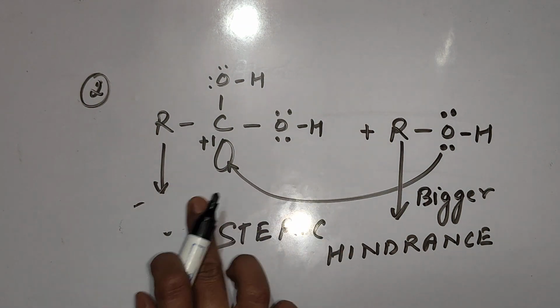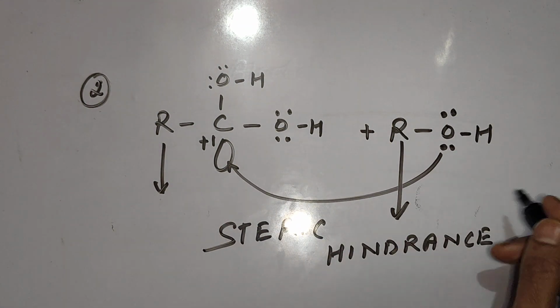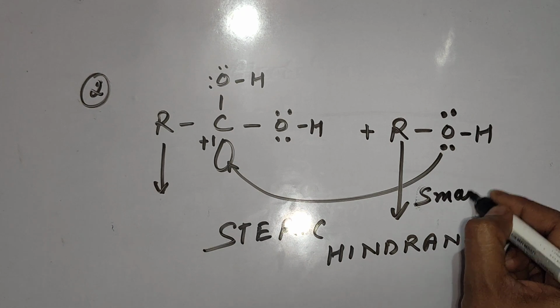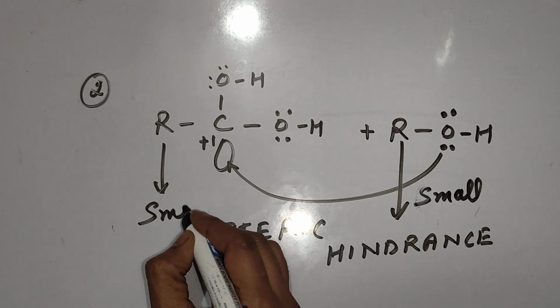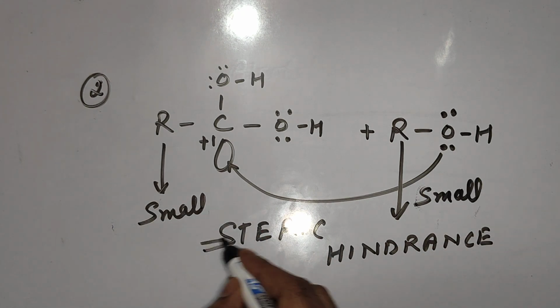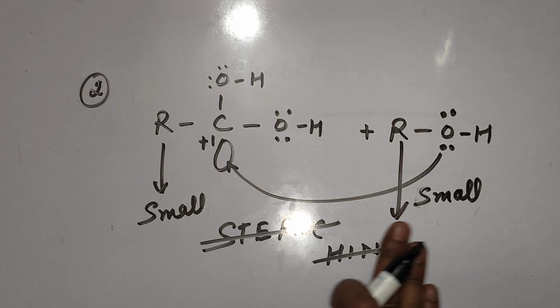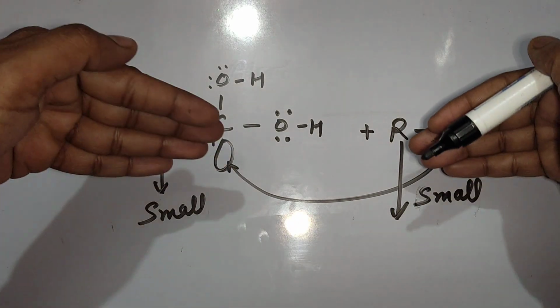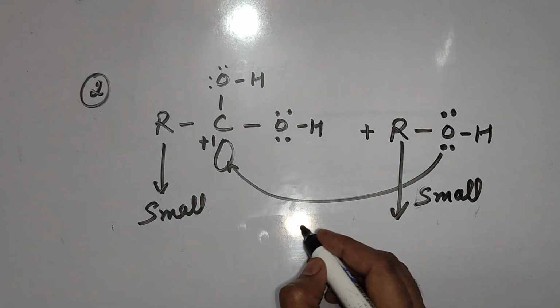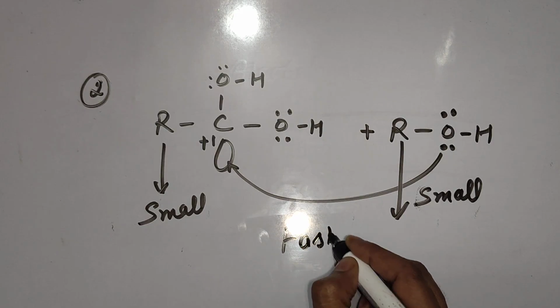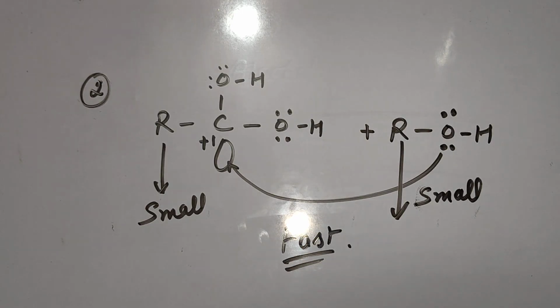If the R groups are small, with fewer carbon atoms, then this steric hindrance problem will not be there, due to which these particles can react very quickly and the reaction will be very, very fast. This is the point. Very, very important point.